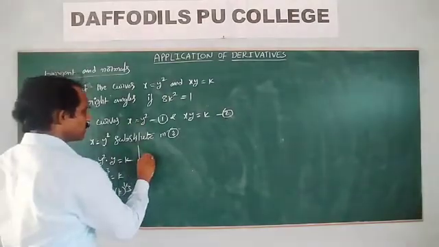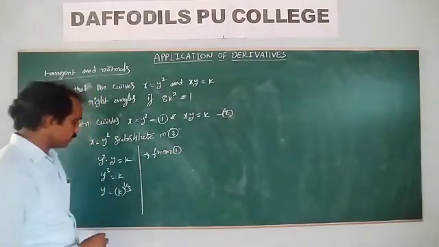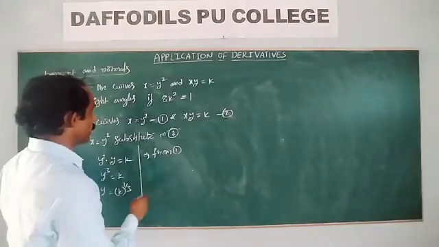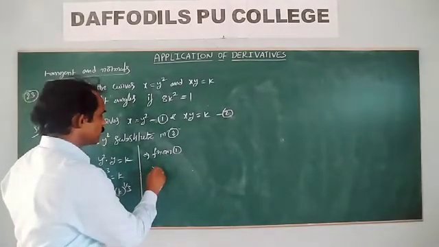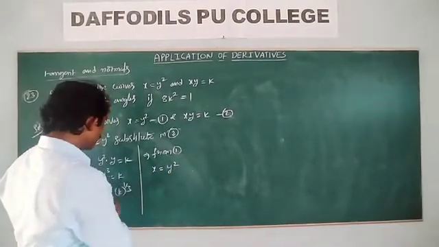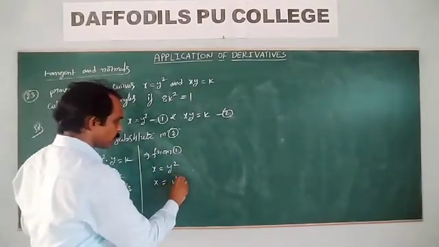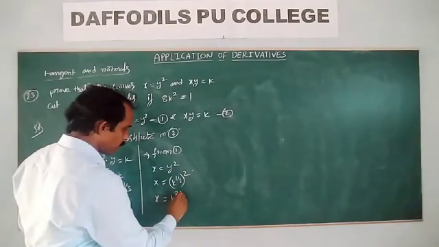From 1, both curves intersect at one point. From 1, x is equal to y square. What is the y value? X is equal to k to the power of 1 by 3 whole square, so x is equal to k to the power of 2 by 3.